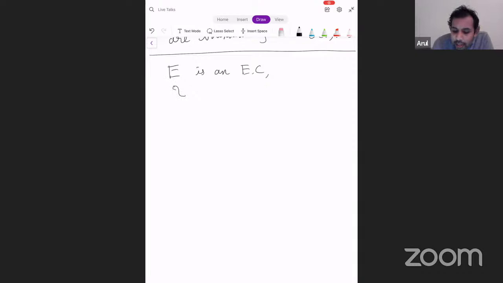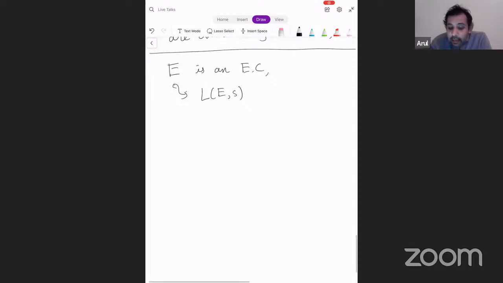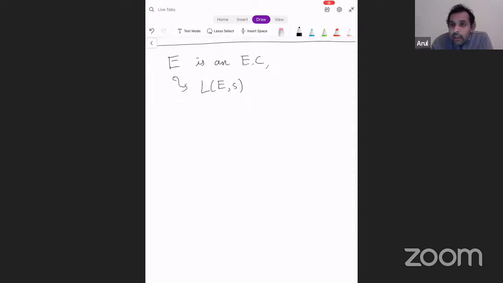You can attach to E an L-function. And we, of course, know by Wiles's famous theorem that this L-function comes from the L-function of a modular form. And so, in particular, you can complete this L-function to a function called lambda, which has an analytic continuation to the whole plane and satisfies the following functional equation.